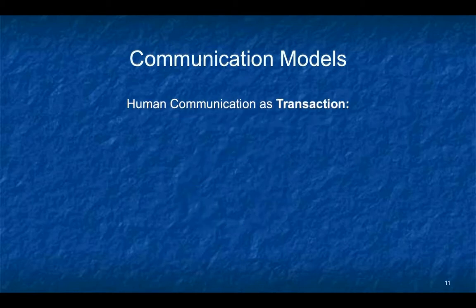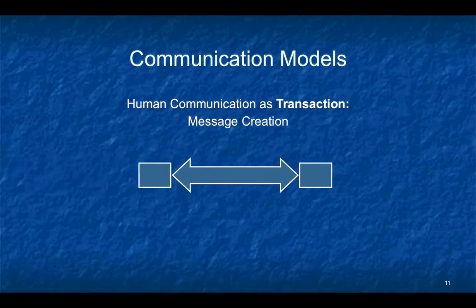And of course we have human communication as transaction or message creation. And this is simultaneous. It's not just message sent, message received, stop, as with our first model. Our message sent, message received, message sent, message received, and then stop, as with our second model. Here, messages are being passed between the source and the receiver simultaneously. And that's the big difference. It's simultaneous.